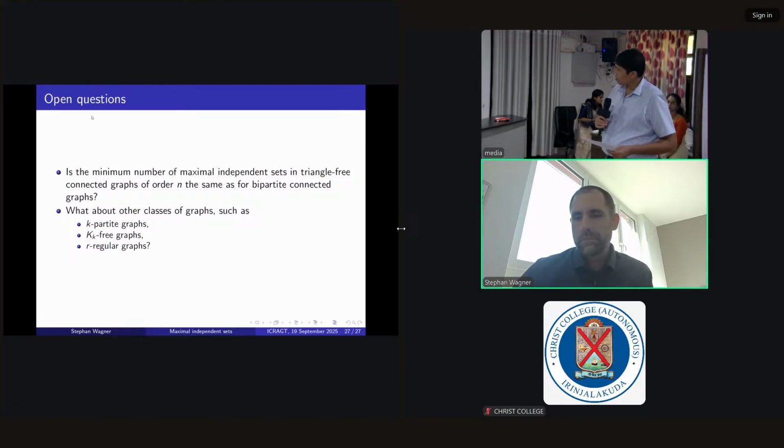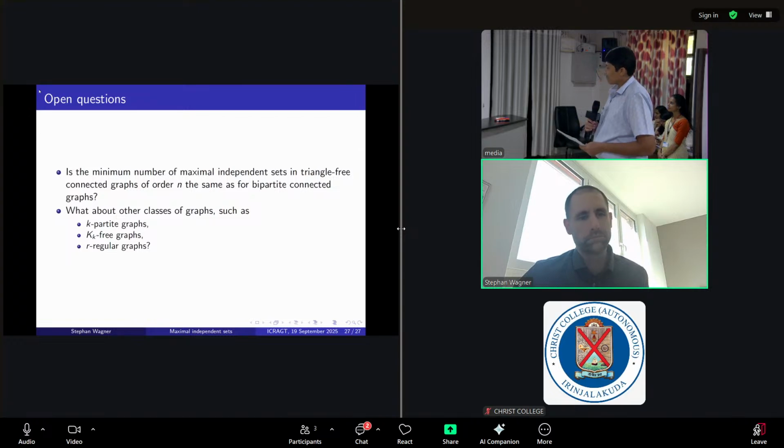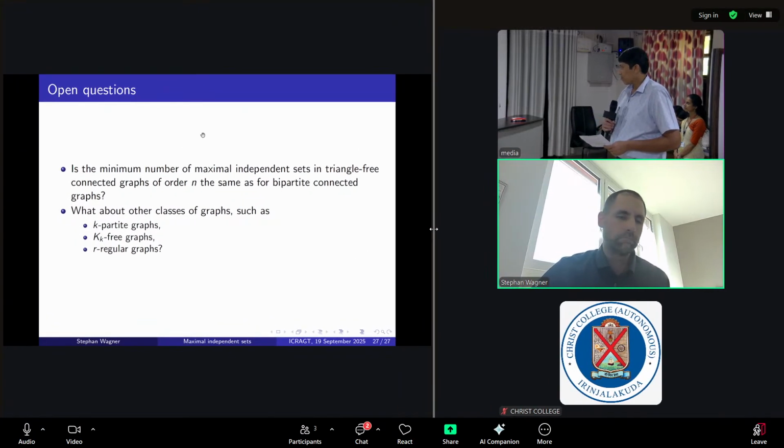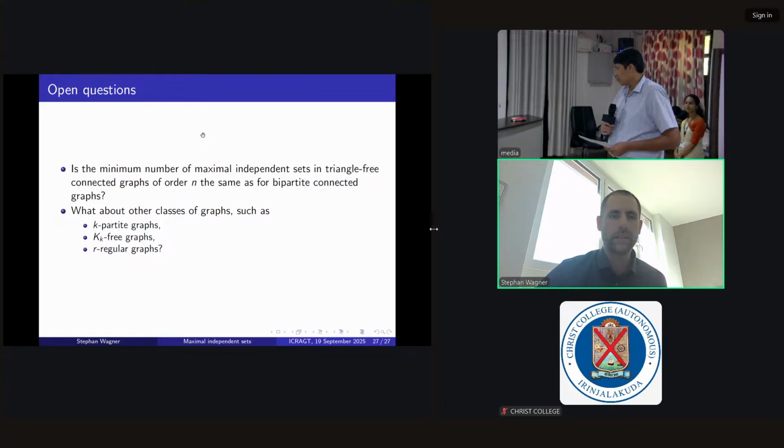I mean, these kinds of questions do come up in areas outside of mathematics. Whether having bounds on the minimum number of maximal independent sets has any immediate bearing is an entirely separate question, of course.